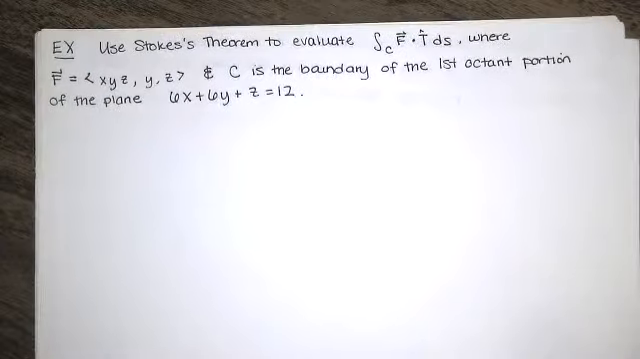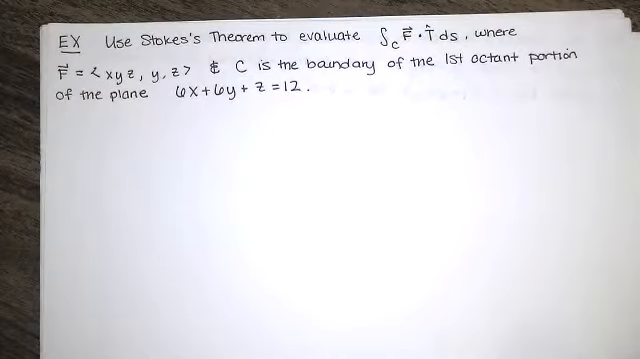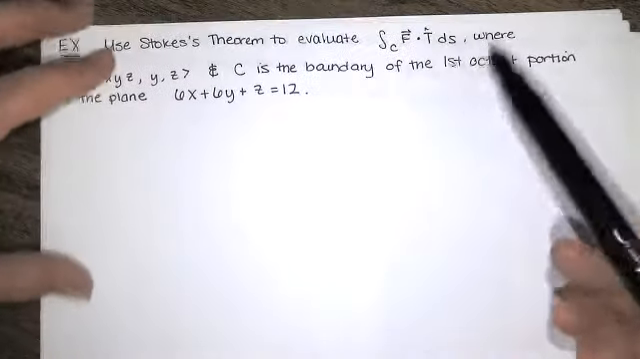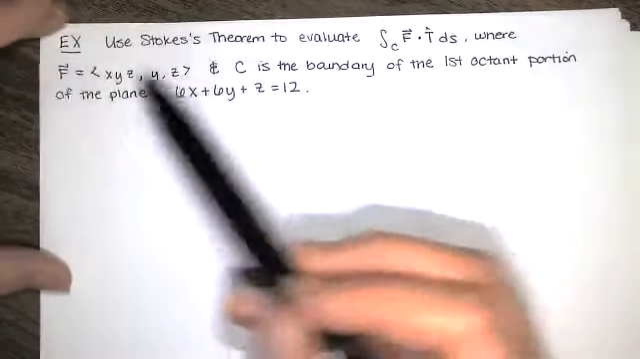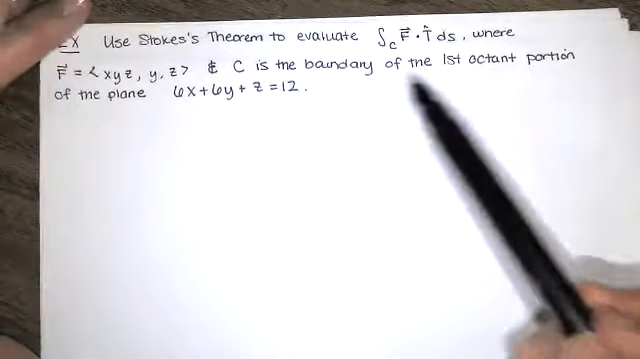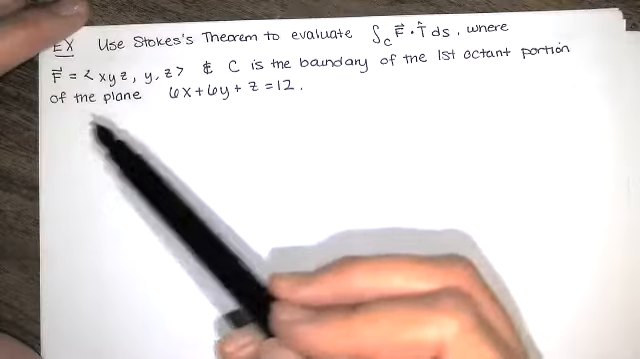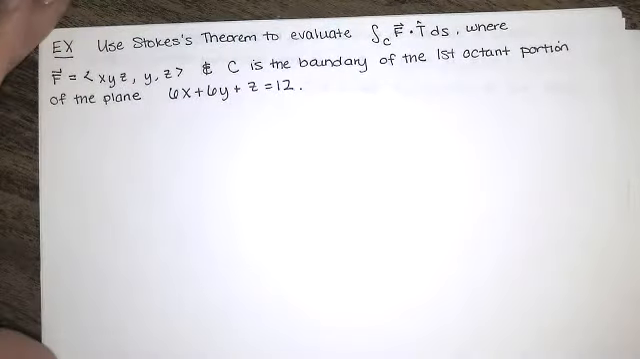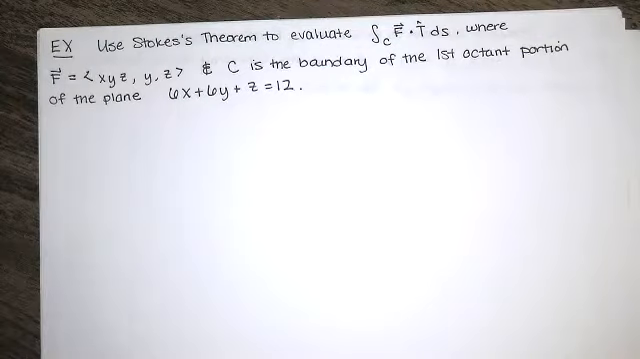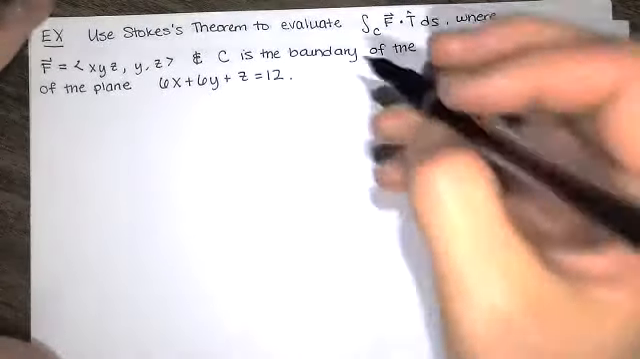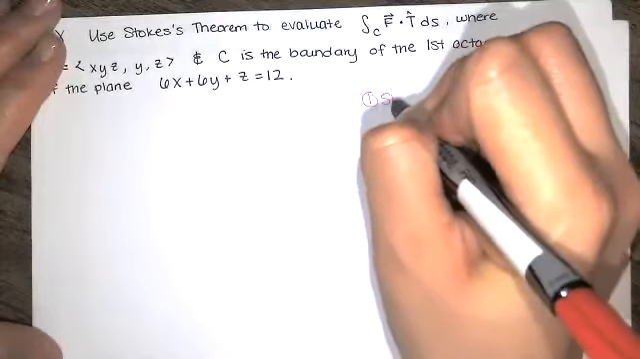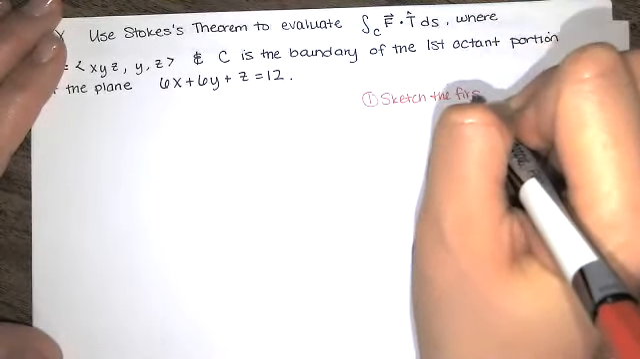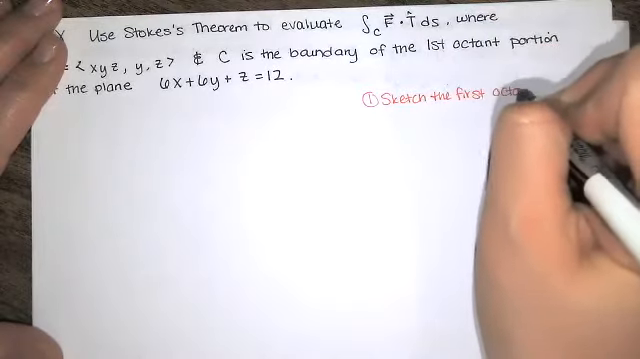Okay, so this says use Stokes' theorem to evaluate the line integral over C of F dot t hat ds, where this is our field and C is the boundary of the first octant portion of the plane given by this equation. So the first thing we want to do is sketch the plane. Well, not the whole plane, just the first octant portion of the plane.